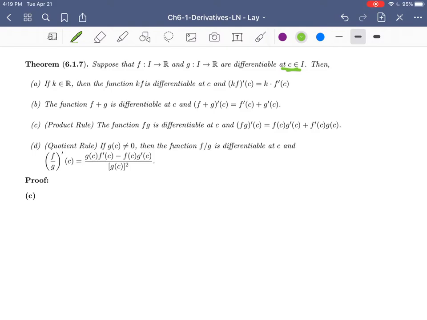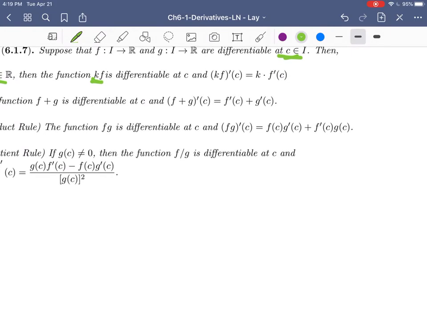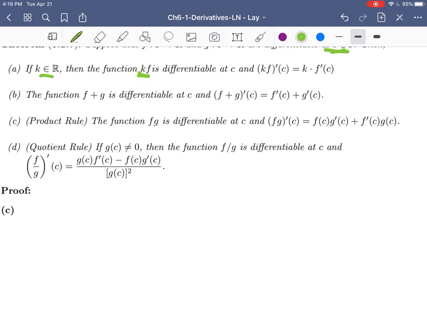Then if k is some constant in the real numbers, the function k times f is differentiable at c, and when we take the derivative of k times f at c, that is exactly the same thing that we would get if we took the derivative of f at c and then multiplied that by k. So we can multiply by the constant and then take the derivative, or we can take the derivative at c and then multiply it by the constant.